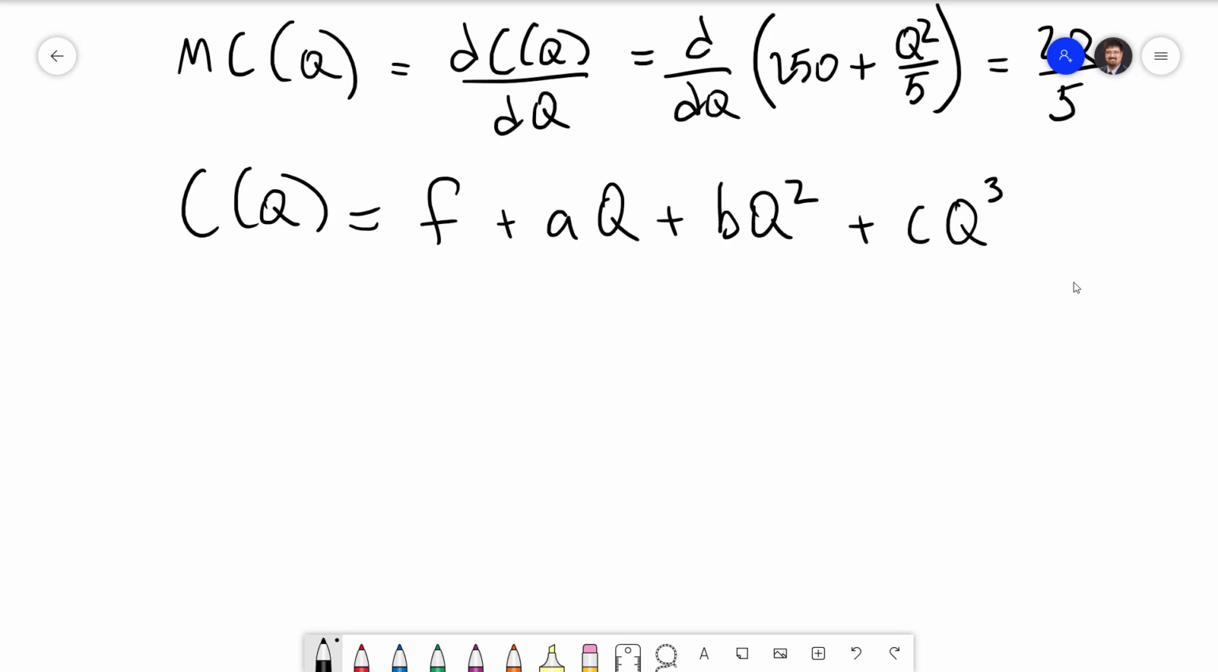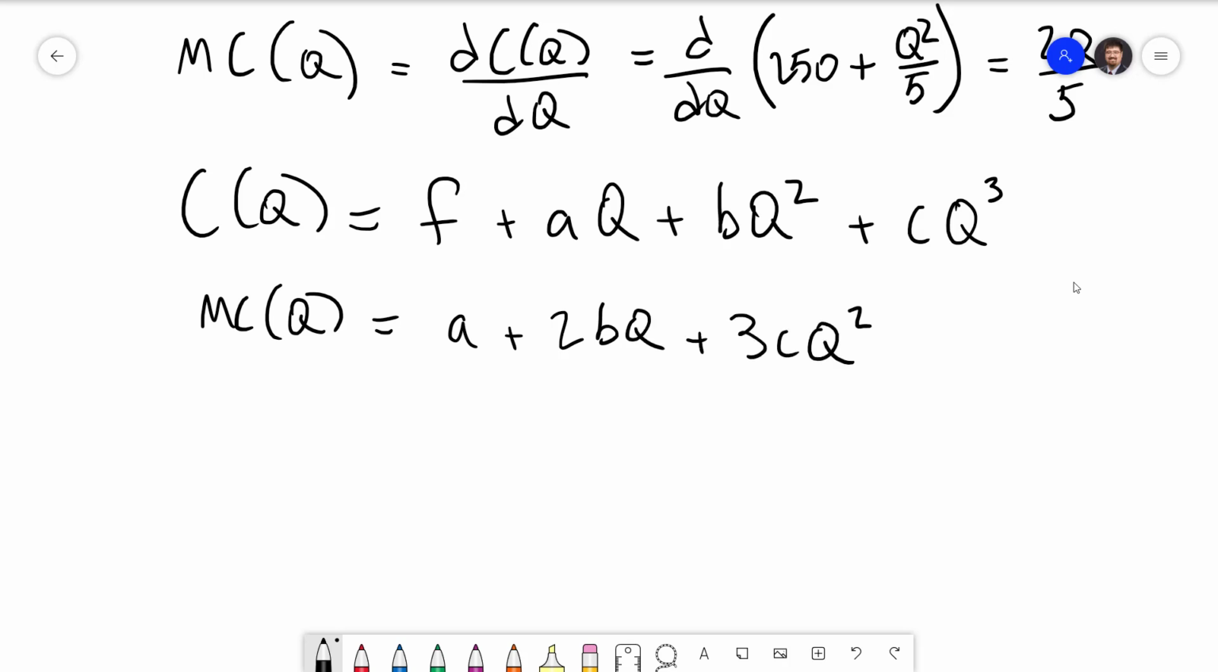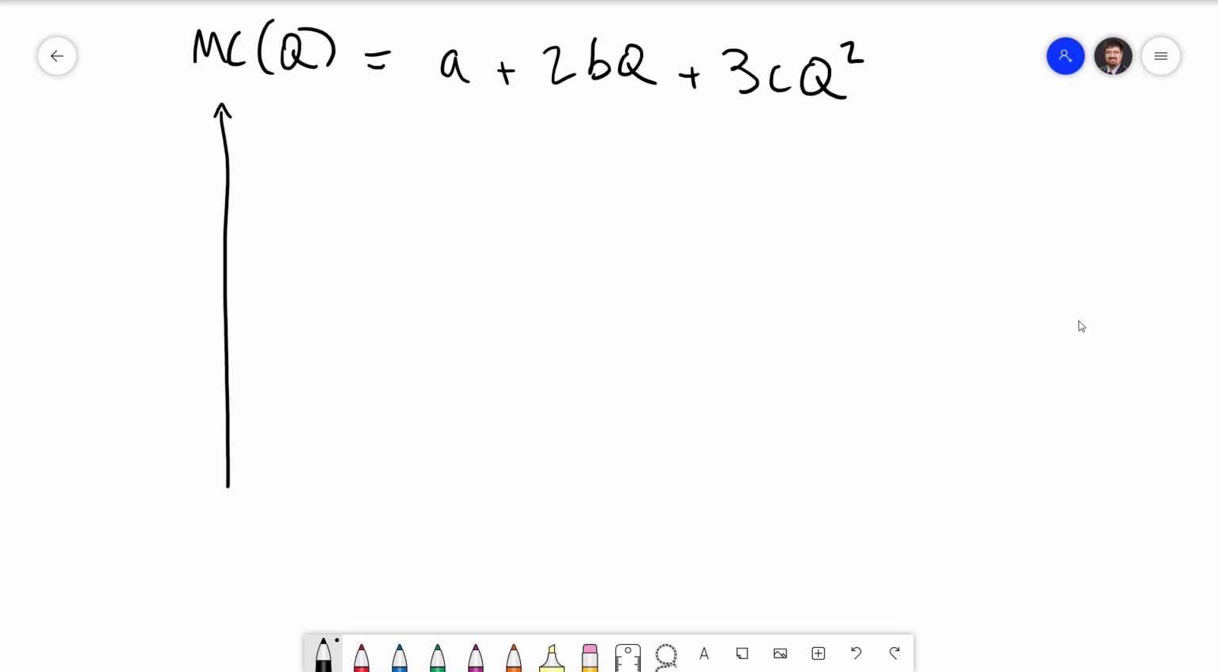If we were to calculate the marginal cost of a cubic cost function, it's going to be MC of Q, and we take the derivative of each of these four parts. Since F does not have a Q in it, that drops out, and we go from there using the power rule. So we're going to get A plus 2BQ plus 3CQ squared.